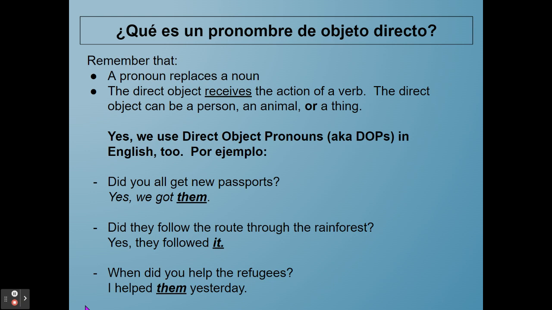So you see that with the first two examples here, new passports and the route through the rainforest, a direct object can be more than one word. It can also include adjectives or other words or parts of phrases that are describing that noun that's the actual direct object. Finally, for our last example here, we have a direct object pronoun and a direct object in the original question that refers directly to people. When did you help the refugees? I helped them yesterday. So in the original question, you've got the refugees as the direct object, and the direct object pronoun replacing them is them.